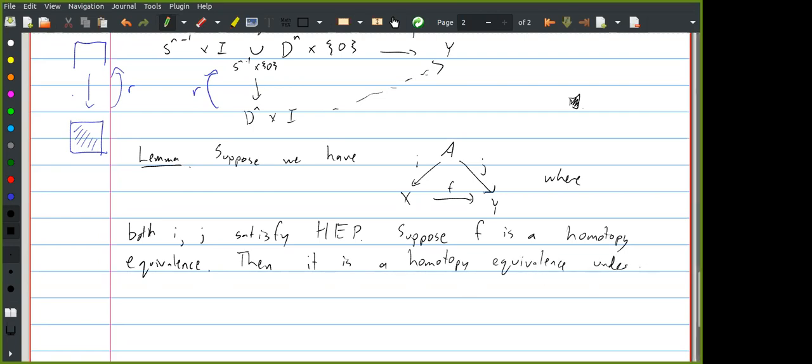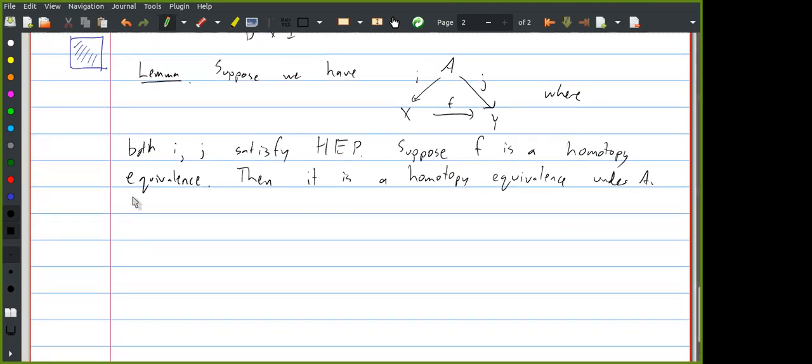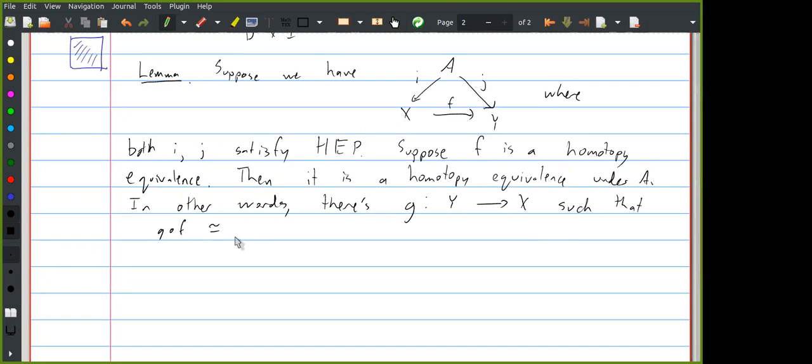So in other words, there's a homotopy inverse G from Y to X such that G composed with F is homotopic to the identity on X, and F composed with G is homotopic to the identity on Y. And these homotopies have the property that they don't move the images of A.